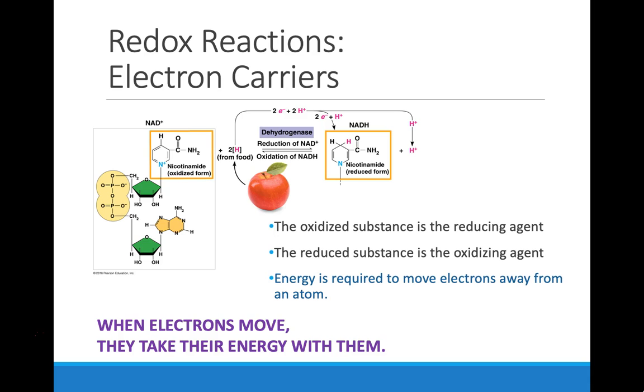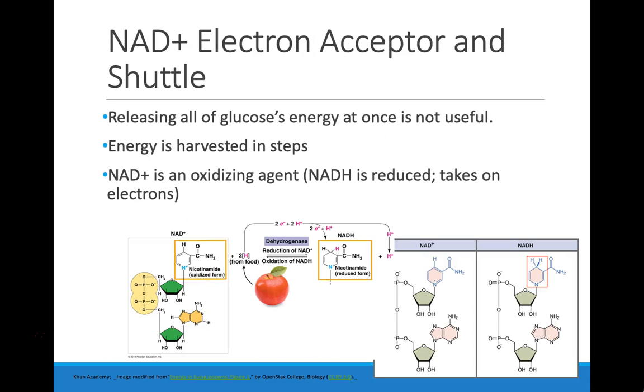Remember, when electrons move, they take their energy with them. So the whole point of cellular respiration is to release the energy or the electrons from glucose and transfer that energy to ATP. That's the ultimate goal. And so we need these electron carriers to do that. We'll talk about several different electron shuttles. I tend to refer to them as shuttles rather than carriers.